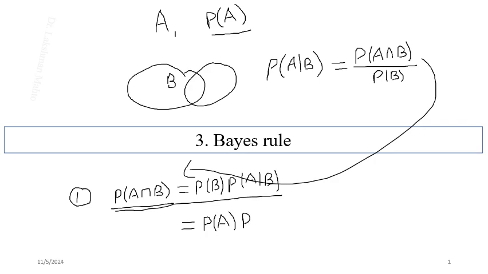Probability of A, if you are observing A first, then you are observing B, so the probability of B given A will come. So it depends upon your choices. This we call the multiplication rule. In short, I will call it MR, multiplication rule.